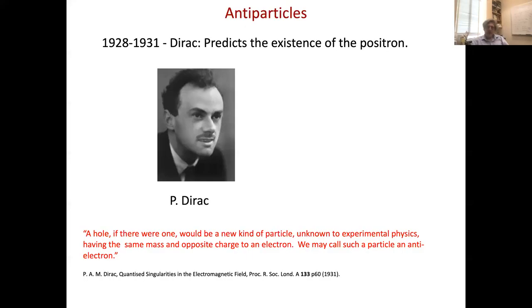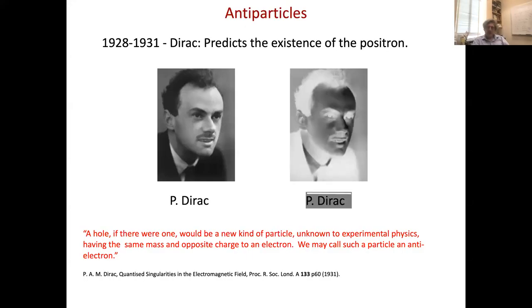So really antimatter begins with Dirac. Dirac, in 1928 to 1931, wrote papers in which he took the ideas behind quantum mechanics and the ideas behind special relativity, so Schrodinger, Heisenberg, Dirac doing quantum mechanics, and Einstein doing special relativity. He combined those ideas together and he came up with an equation, appropriately named the Dirac equation.